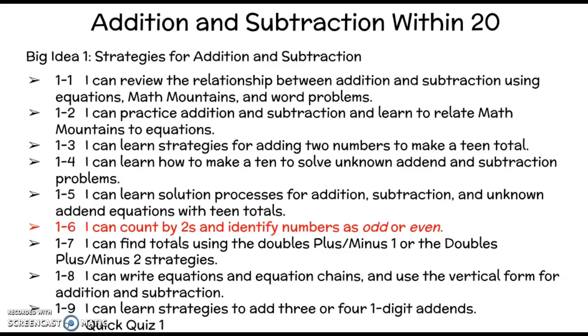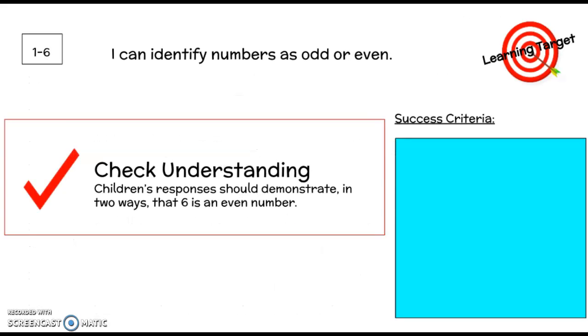Okay, we've been working on addition and subtraction within 20. And see the red one, our focus for today is I can count by twos and identify numbers as odd or even. We practiced a bit of this in Seesaw. So here's our check for understanding. Can you demonstrate two ways that the number 6 is an even number? So think about two ways that you might show that.